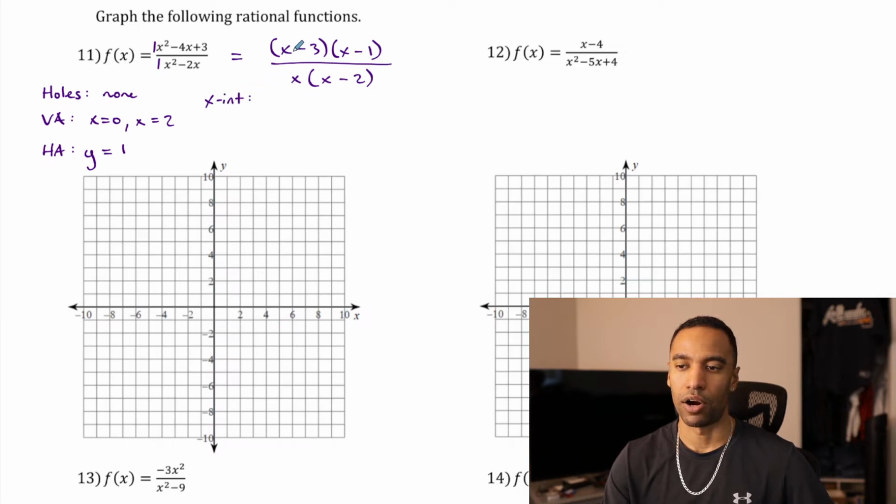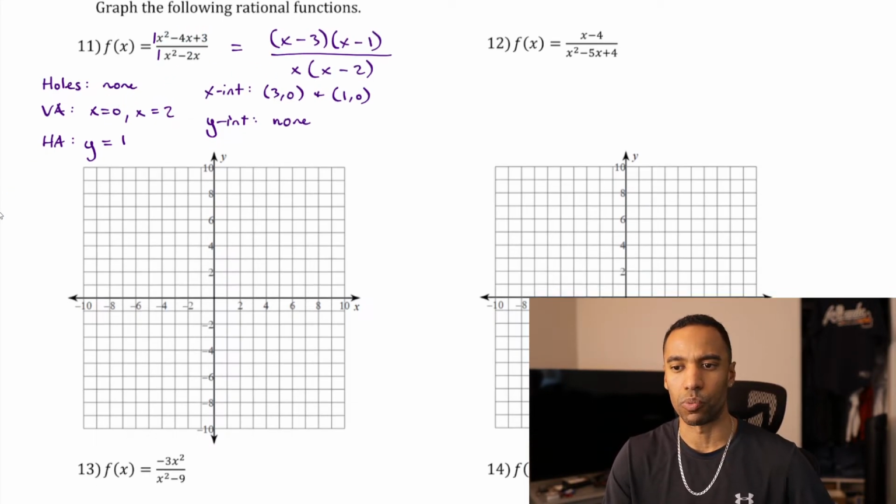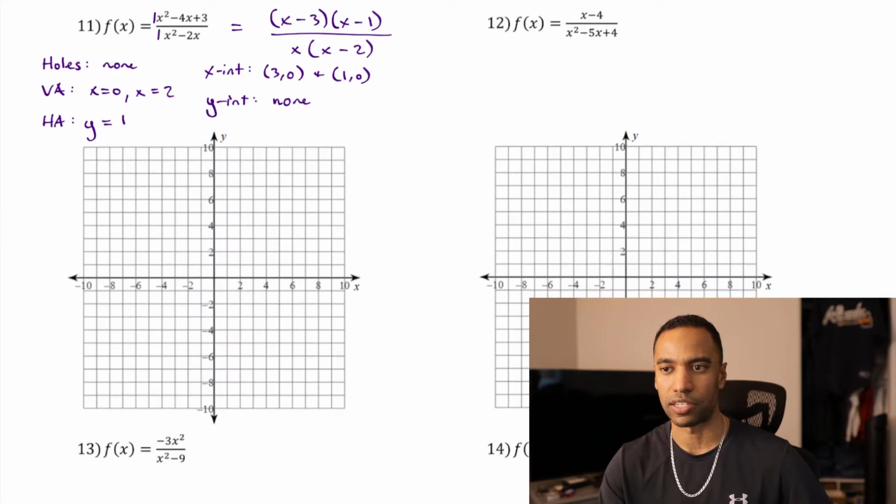X-intercepts are at 3 and 1, (3, 0) and (1, 0). And then y-intercept, we substitute 0 for x here, and we get undefined, and that makes sense. There is no y-intercept because 3 over 0. There was an x equals 0 vertical asymptote, so we don't expect it to cross the y-axis at all. So let's start constructing this graph here.